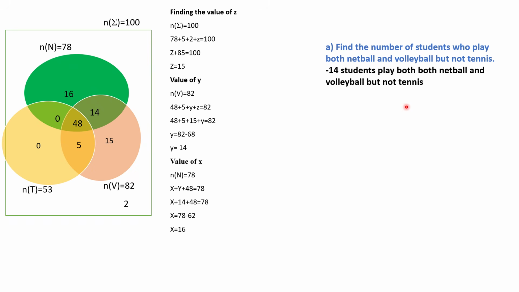Now they are asking, find the number of students who play both netball and volleyball, but not tennis. Now this is the same as netball and volleyball only. And how many are those? Volleyball, netball, but not tennis. So these are the 14. So we shall say 14 students play both volleyball and netball, but not tennis.